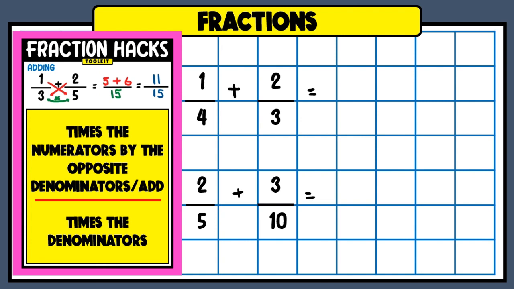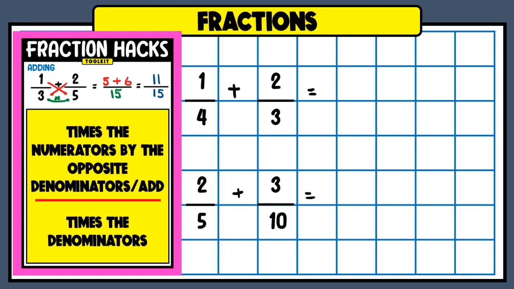Now what we need to do is notice that the denominators are different. If we have a look, we've got something over 4, and then we're adding something over 3. And then the next one, we're adding something over 5, and then something over 10. So my answer is going to be different, isn't it, the denominator? And this is how you do it.